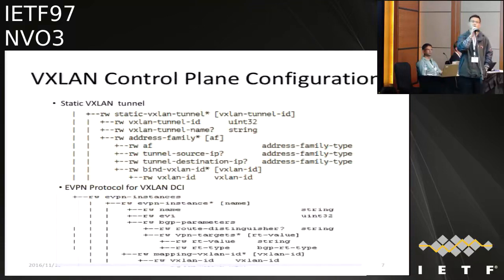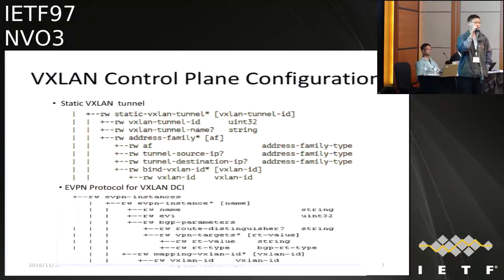Next is the VXLAN control plane. So we define two types of control plane. One is for the static VXLAN tunnel. For the static VXLAN tunnel, we will use a list of nodes to define it. The key is the tunnel ID, and then we define the tunnel name and address family. So we should support IPv4 and IPv6 for the VXLAN tunnel, but now we only implement the IPv4 tunnel.